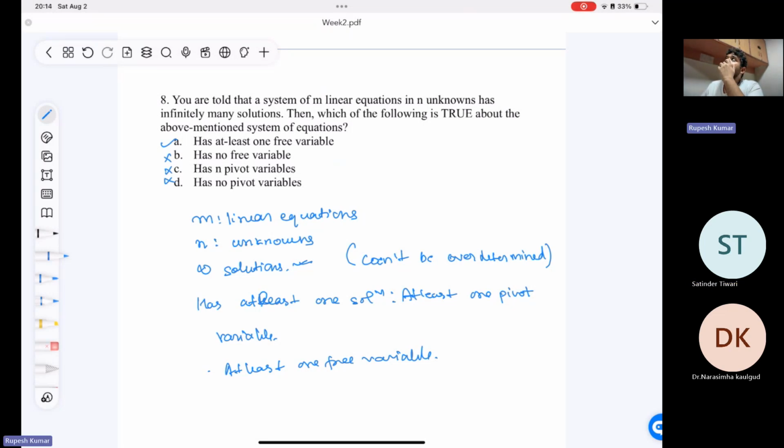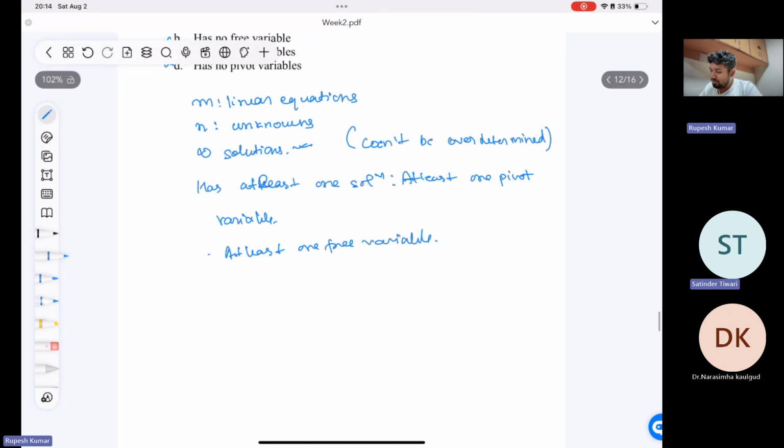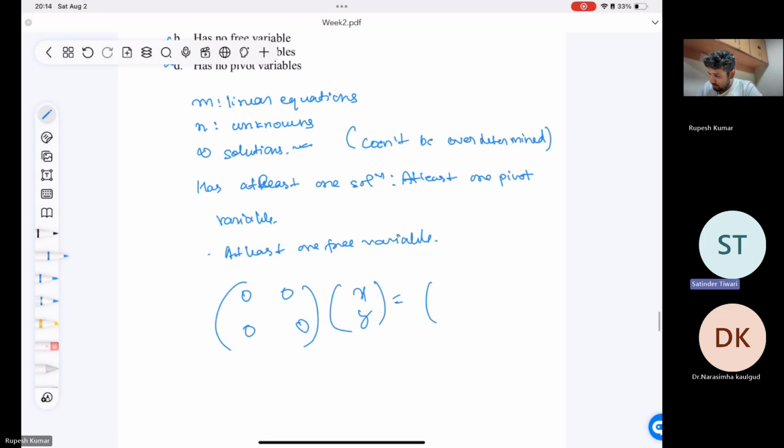Okay, let me think. If you get no pivot, then it's a zero matrix, right? A pivot means the leading coefficient should be one, only then can we say it is a pivot. If the leading coefficient is not coming out to be one, then definitely it will have no solution, I think. So it's a zero matrix, right?